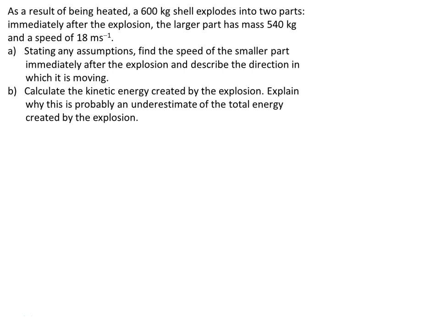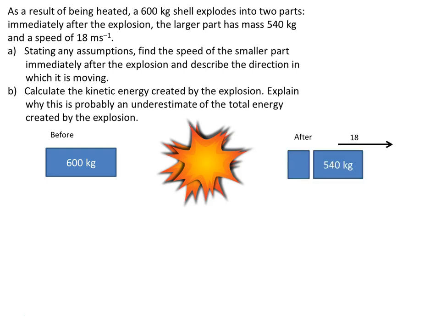So we'll start by drawing some diagrams. Before, we have the shell, then the explosion, and then we have the shell splitting into two parts, one of which is of mass 540 kilograms, moving at a speed of 18 meters per second. Our first assumption is that there's been no loss of mass of the shell in the course of the explosion, so the second part of the shell will have a mass of 60 kilograms.